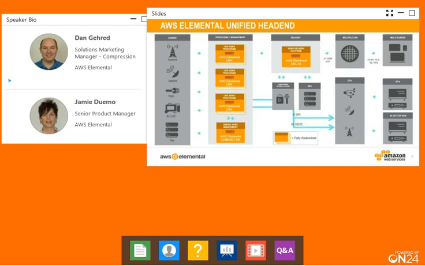Okay, and you mentioned off-the-shelf hardware there. Now, we hear a lot about software-defined video. Is that the beginning of this? Is it software-defined video that naturally supports a unified headend?